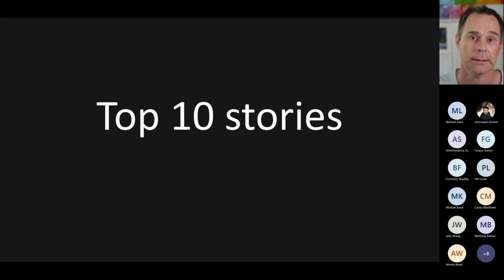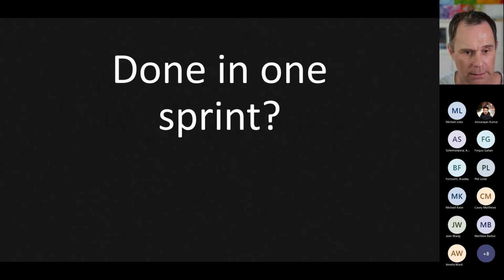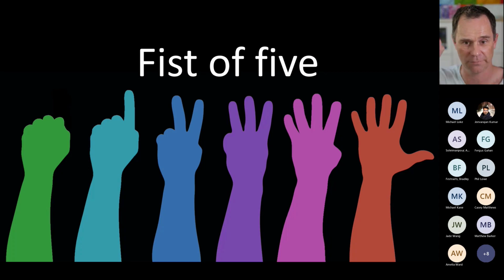estimated. We're going to try and pick 10 that are related to each other. So maybe they're part of the same epic or same component. That works better than 10 completely unrelated user stories. The question is, does your team feel like they could get those 10 done in one sprint? To find out, I like to play a game called Fist of Five.